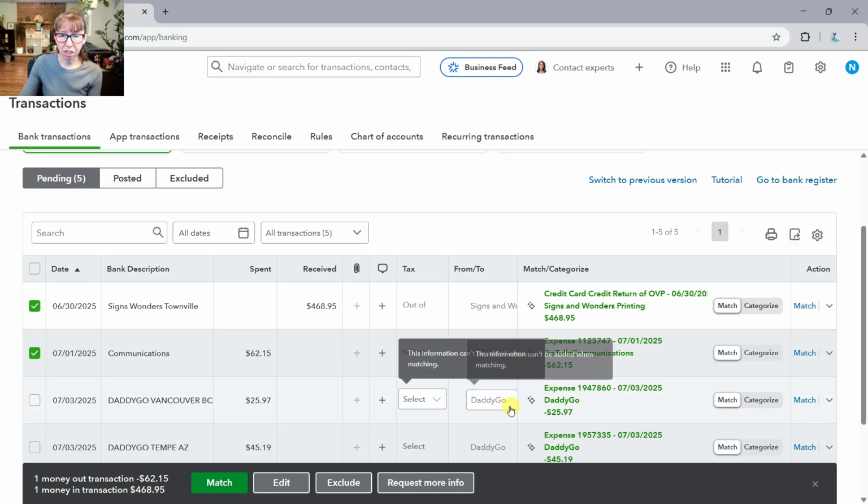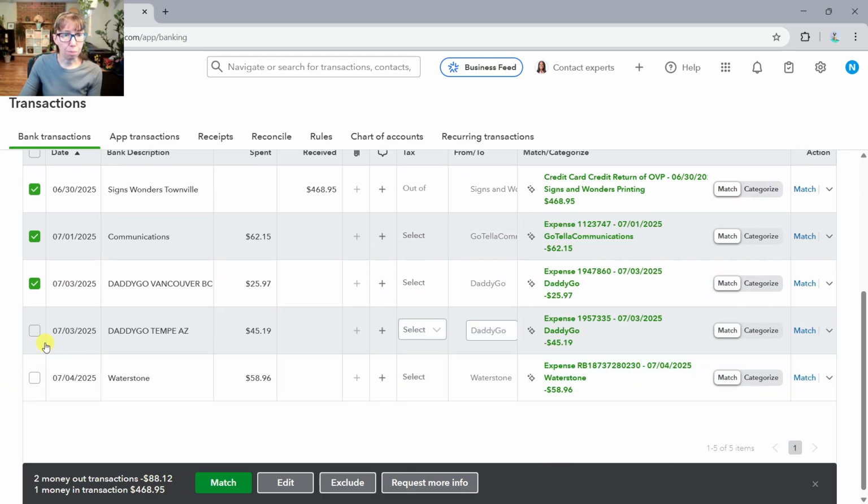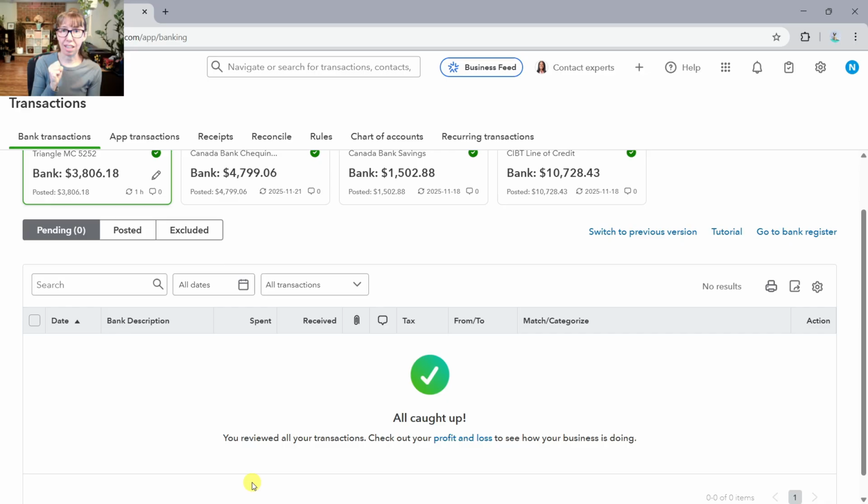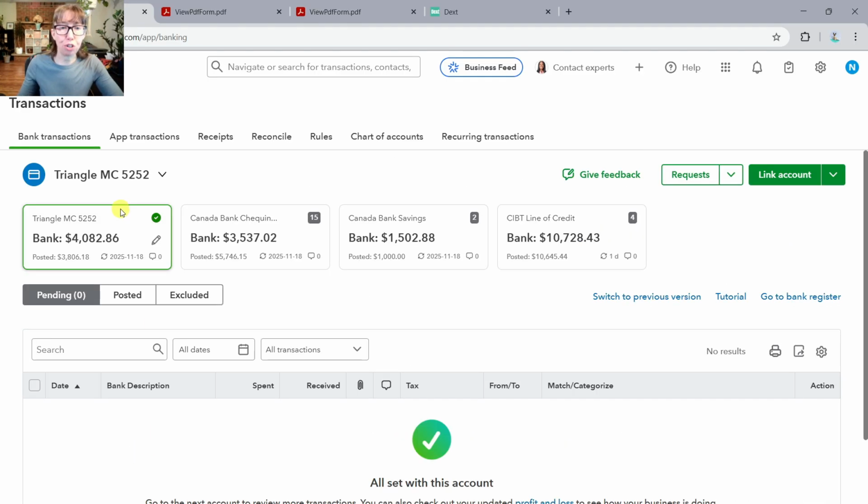Daddy Go, July 3rd. And July 4th, Waterstone. So now I can just click match and it'll match all of the ones that I checked off all at once. So next, let's move over to the banks.